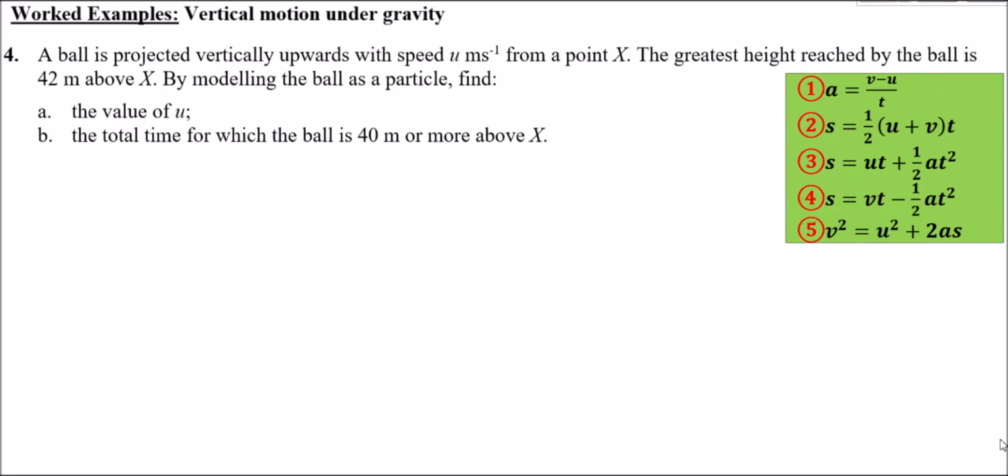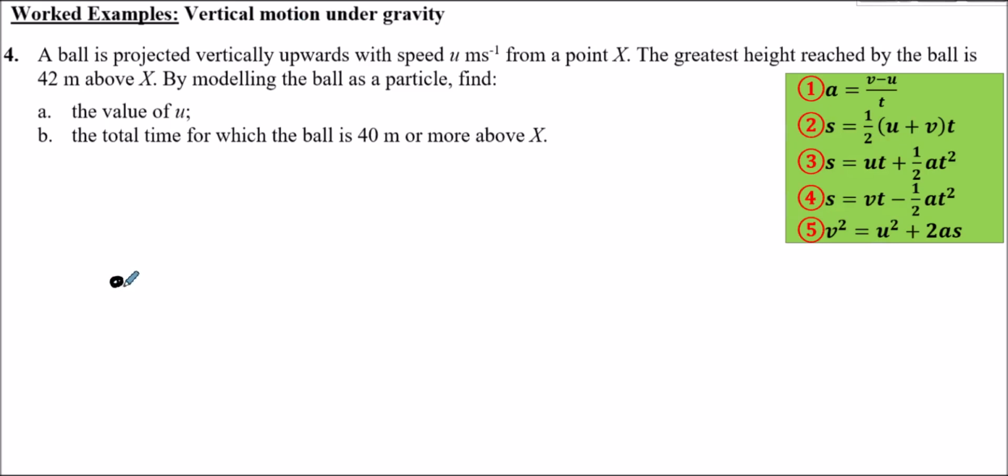Number 4. A ball, again, is going upwards with a speed u from point X. The greatest height reached by the ball is 42 meters above X. By modelling the ball as a particle, so no air resistance required, find A, the value of u. So again, what I'm going to do here is suggest that we do a sketch.